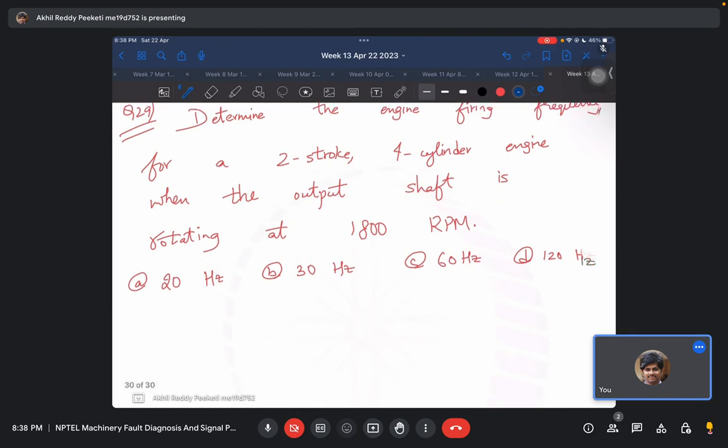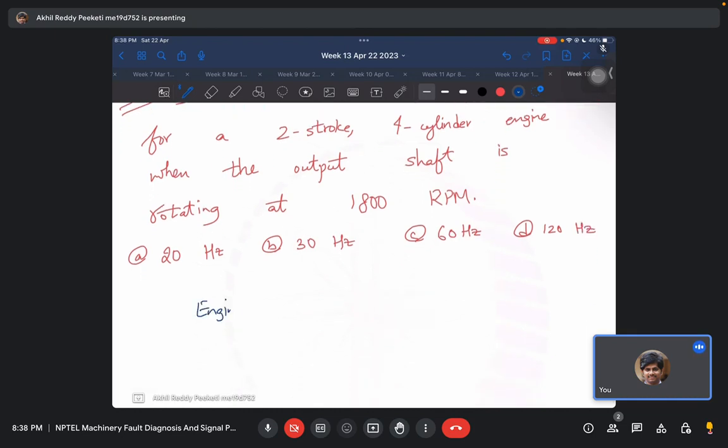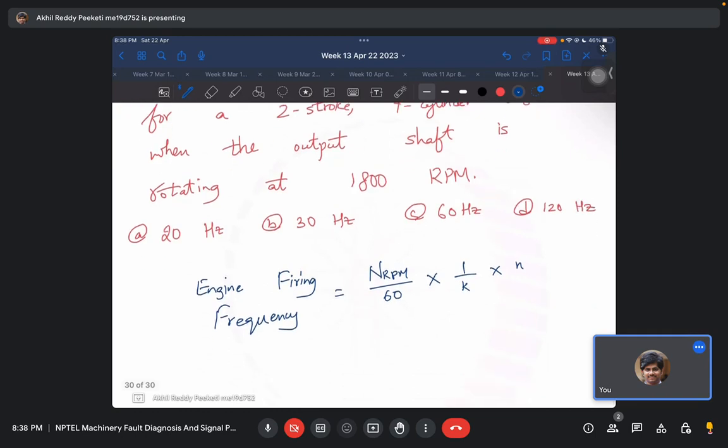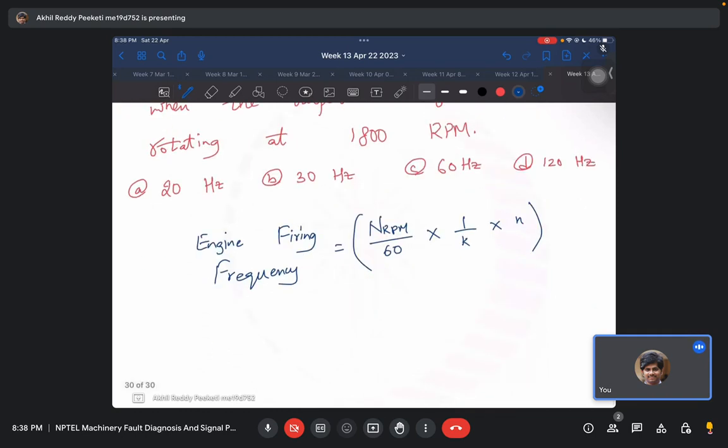Okay, the engine firing frequency is the speed in rotations per second times 1 by k into the number of cylinders. So this is the number of cylinders and k is 1 for a two-stroke engine, 2 for a four-stroke engine.